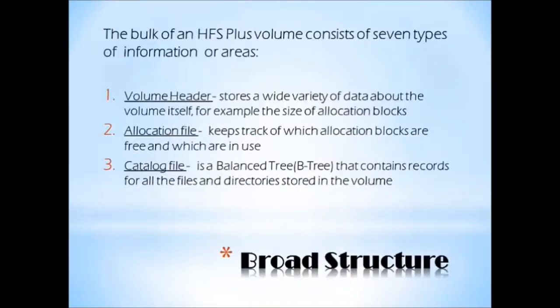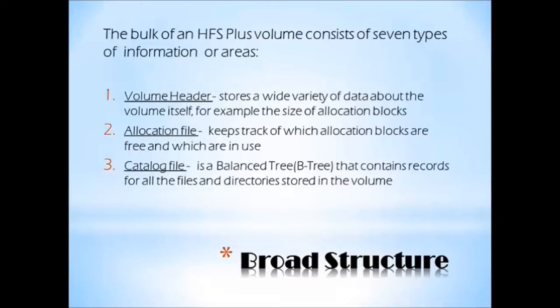Now we will look into the broad structure of HFS Plus. The bulk of an HFS Plus volume consists of 7 types of information or areas. Starting with the first one, volume header, which stores a wide variety of data about the volume itself. Example, the size of allocation blocks.